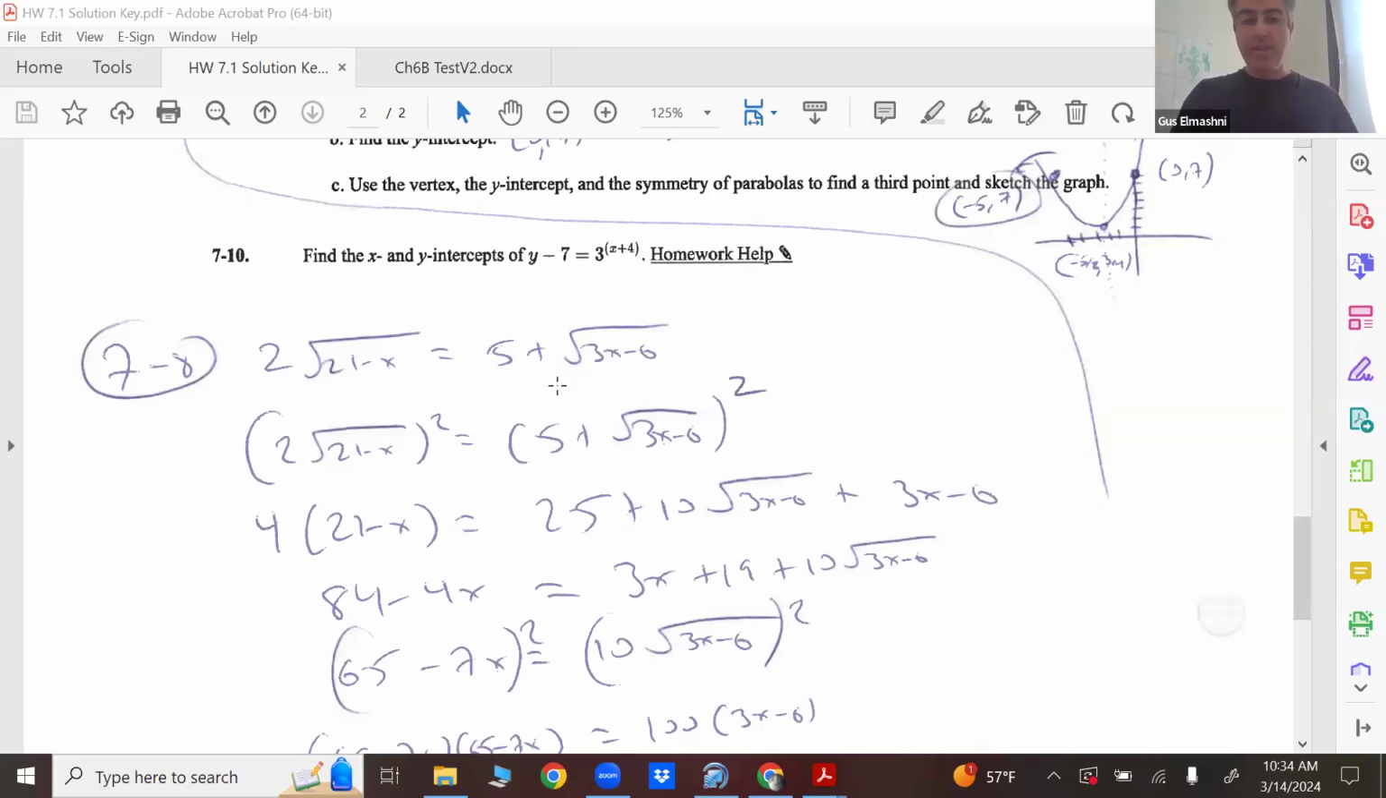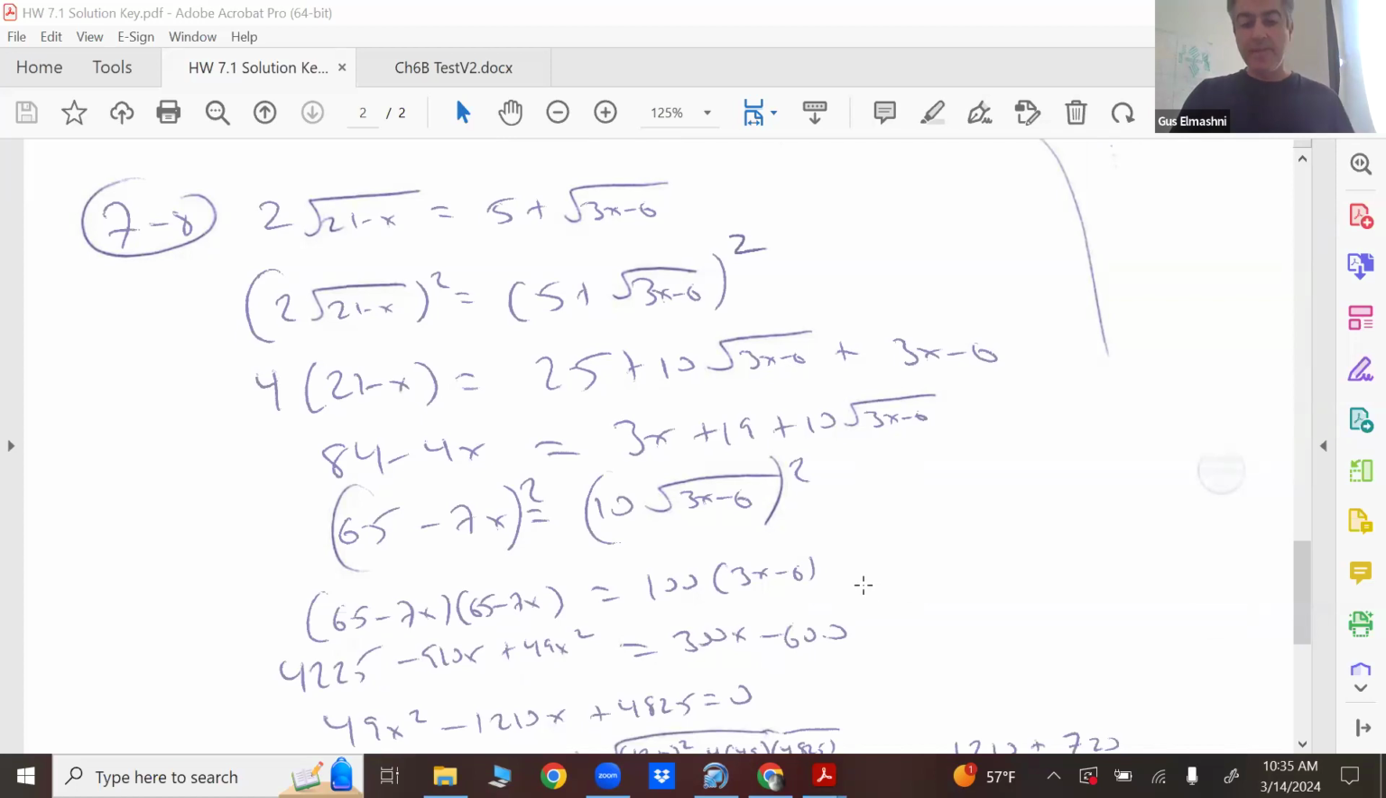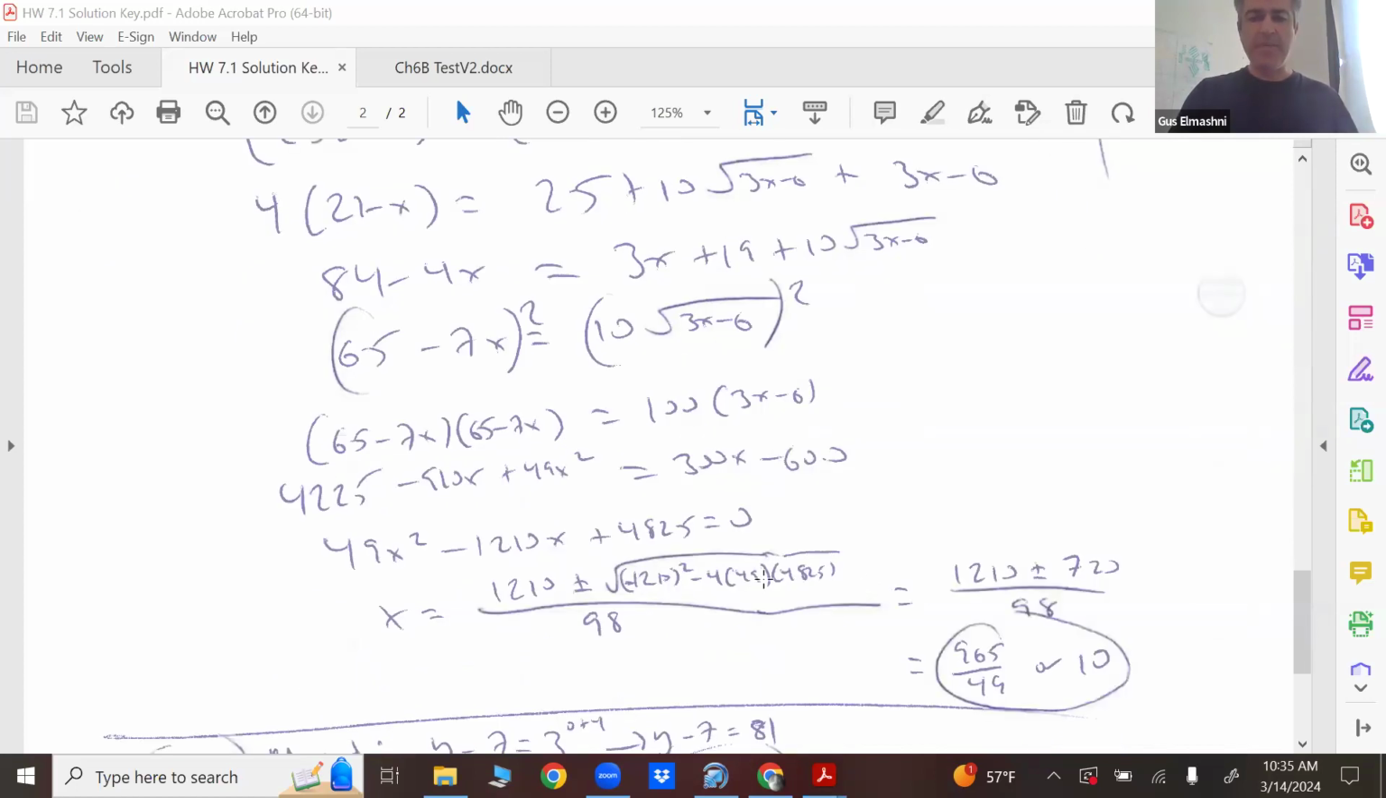Square both sides, and the left side's fine. It's cleaned up. The right side's not clean, unfortunately. You got to FOIL it with itself: 5 plus √(3x minus 6), FOIL it. You get 10√(3x minus 6) in the middle, 3x minus 6 off to the right, 25 off to the left. Move all terms to one side, so isolate the radical as much as you can, then square both sides again. It gets incredibly nasty.